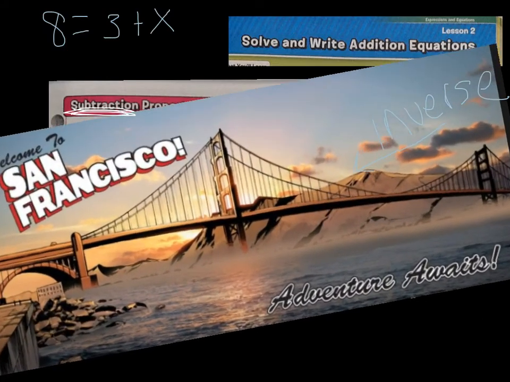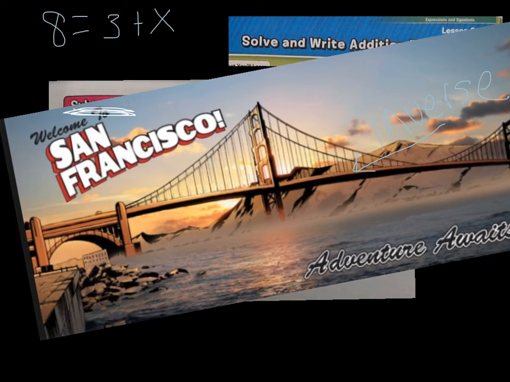Your California city for this chapter, this lesson, is San Francisco. You can follow along with me on page 526. We are going to do A and B. So first of all, we have A.